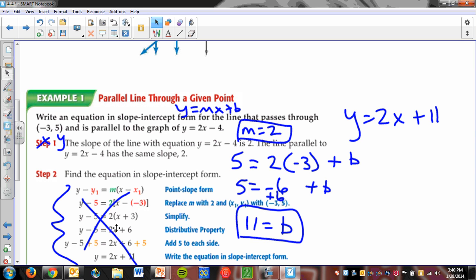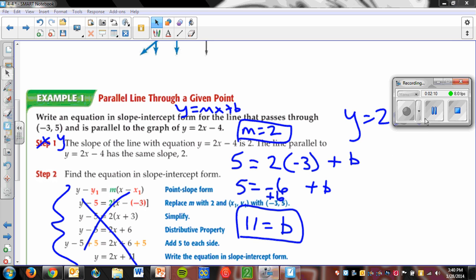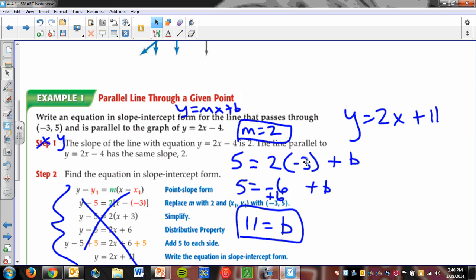So what we're going to do, instead of all this fancy stuff in the book, we're going to take m, x, and y and plug them in. So y equals m times x plus b. We're going to solve for b. So we solve for b here. Multiply two numbers together and add it to the other side. B equals 11. We have our m, we have our b. We can write our equation: y equals 2x plus 11.